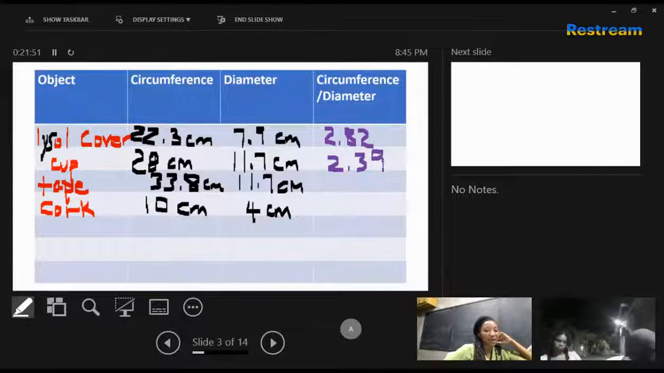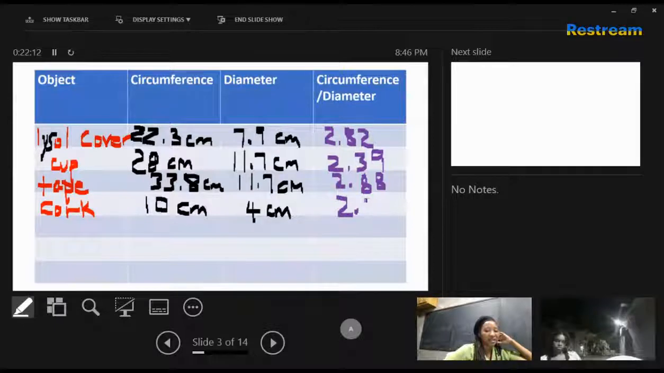33.8 divided by 11.7 was 2.88. And 10 divided by 4 was 2.5.